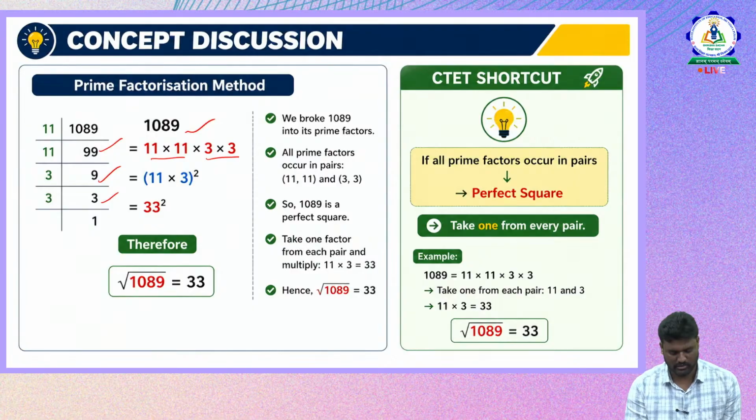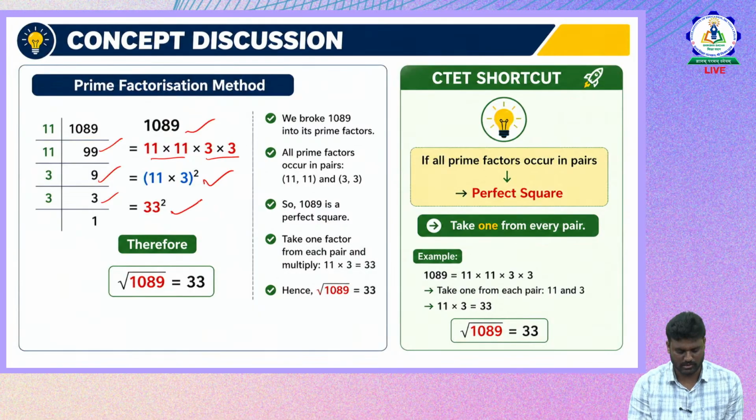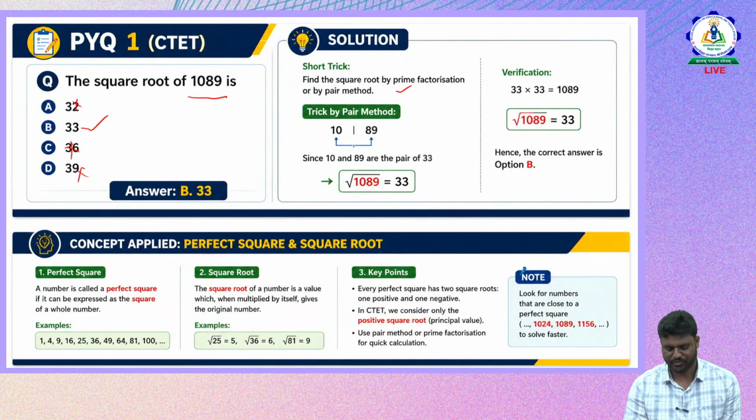Okay, so this can be written as 11 into 3 square. So then if you multiply this, you will get 33 square. Therefore the answer is the square root of 1089 will become 33. Similarly, whenever you try to apply factorization, we have to look at the pair method. Okay, so when you do the pair method, we'll get the answer.